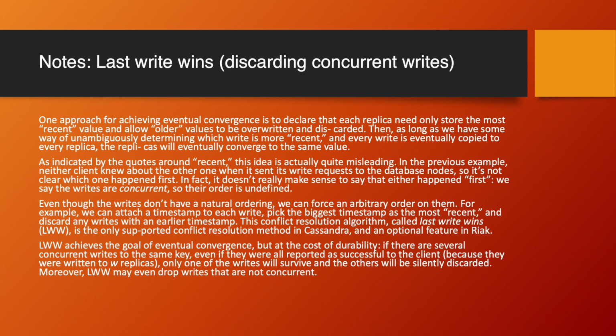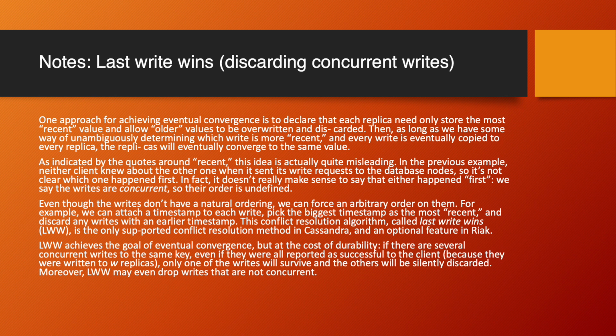Even though the writes don't have a natural ordering, we can enforce an arbitrary order on them. For example, we can attach a timestamp to each write, pick the biggest timestamp as the most recent, and discard any writes with an earlier timestamp. This conflict resolution algorithm, called last writer wins, is the only supported conflict resolution method in Cassandra and an optional feature in Riak. Last writer wins achieves the goal of eventual convergence, but at the cost of durability.